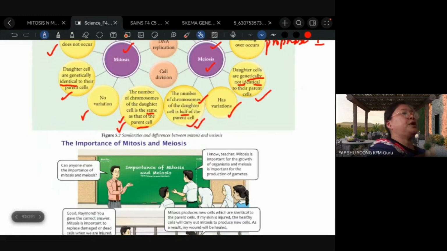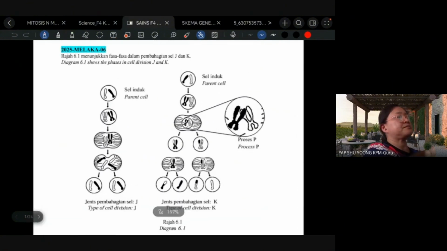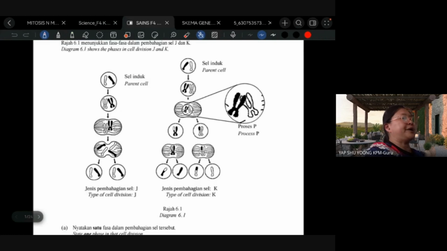Okay, next we go to the one question. Right here, one question. The Malacca one. From here you can know the type of cell division in J and the type of cell division in K. So what is J? When you see here, no crossing over, J must be mitosis, and K is meiosis.